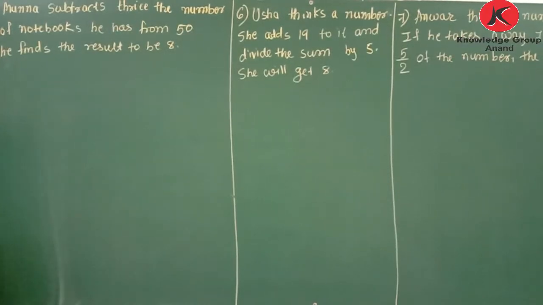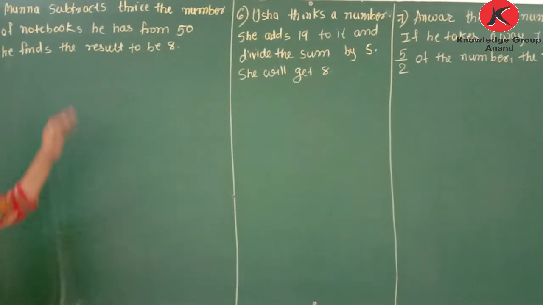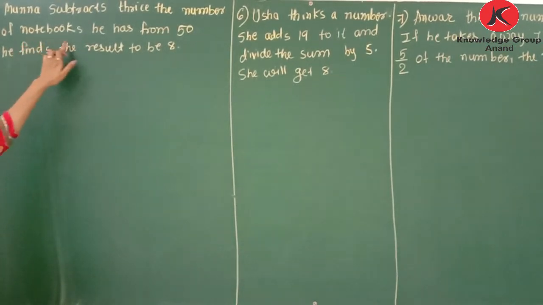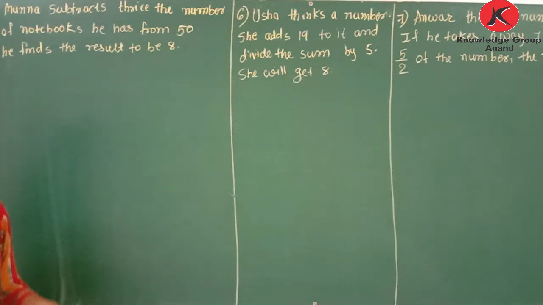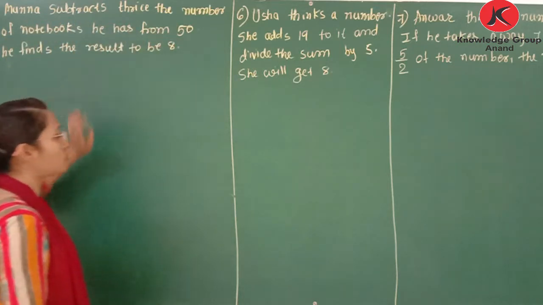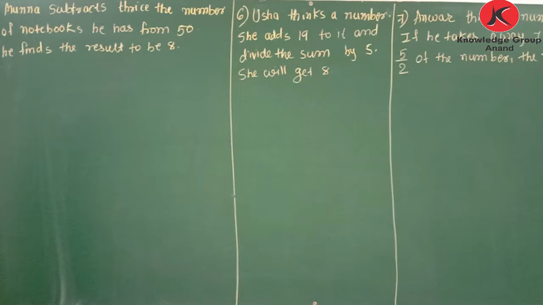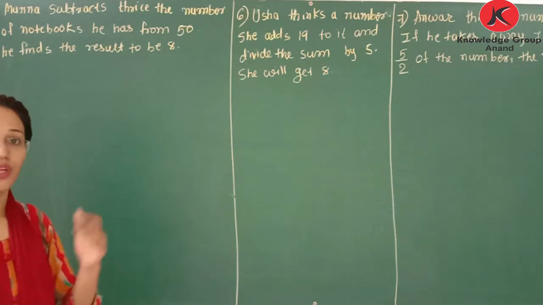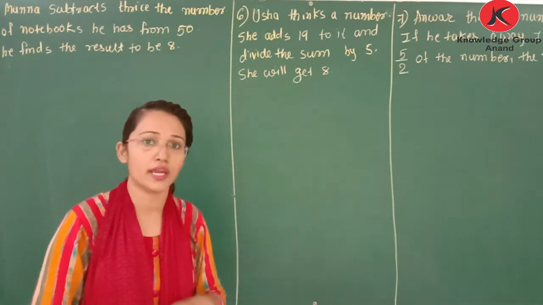Now next is: Munna subtracts thrice the number of notebooks he has from 50. He finds the result to be 8. Be careful whenever you write the equation. Here, what is the statement? Munna subtracts thrice the number of notebooks. How many notebooks does he have? We don't know. But you need to take thrice the number of notebooks.